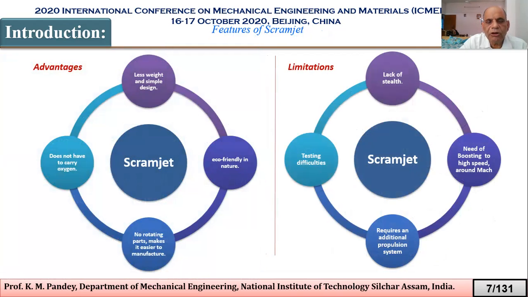Then this is about advantages and limitations. The limitations are lack of stealth and the need of boosting to high speed, around Mach number. This means the scramjet engine requires an additional propulsion system.